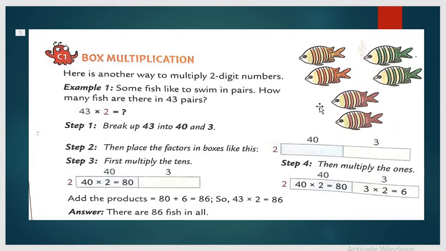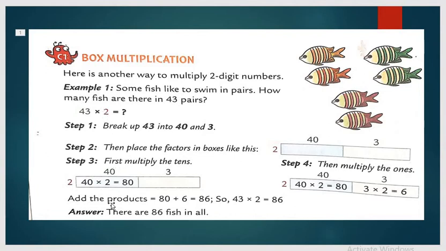We always wear a pair of clothes, a pair of shoes, socks or sandals. We never wear just one shoe or one sock. Understood? So we call it a pair of clothes, a pair of shoes, and so on. Here pair means two things. So how many fish are there in 43 pairs? There are 43 pairs in total, and each pair has 2. So we have to multiply 43 by 2. Understood? 43 multiply by 2.